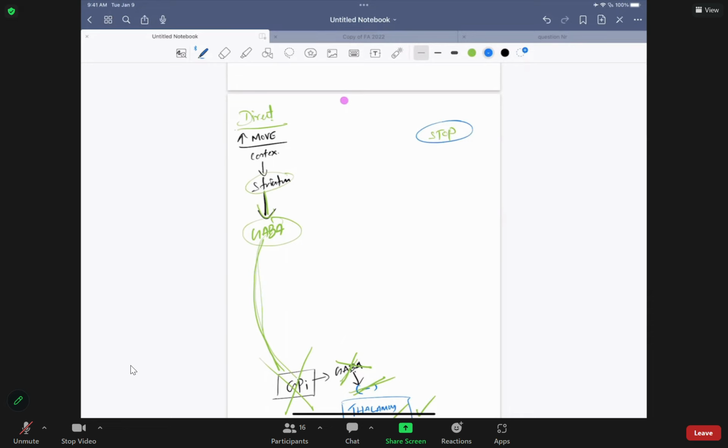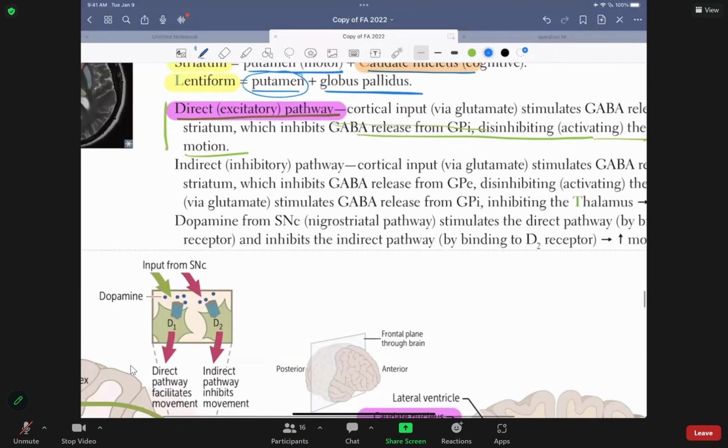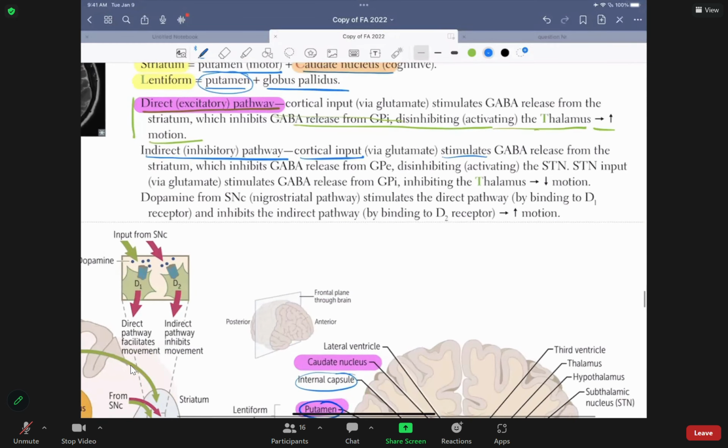This should be easy now. How do you stop it? Somehow you have to bring the GPI back. Is that clear, folks? If you bring the GPI back, you will easily block it. So again, to stop a move, we call it an indirect pathway. Indirect pathway signal comes from cortex again, that goes to the striatum. It always has to go through the striatum. If you hear that, that's your indirect pathway. Cortical input that stimulates striatum. Again, they are releasing GABA from striatum.